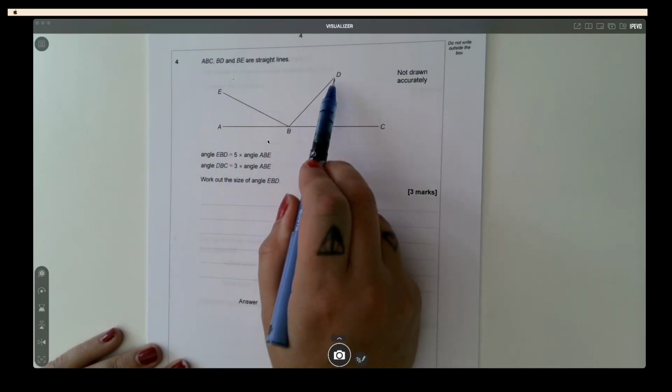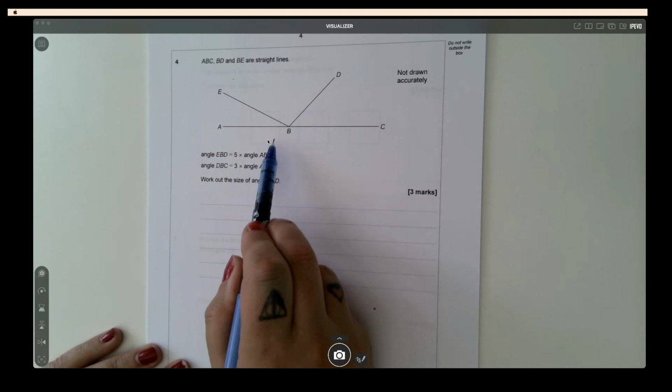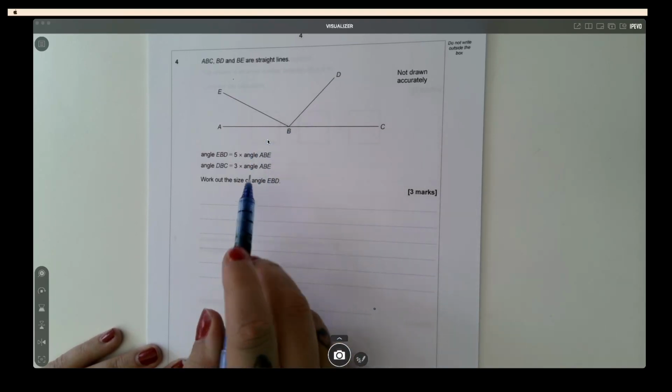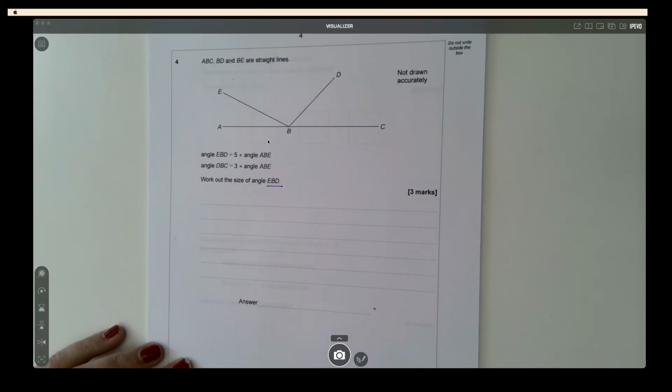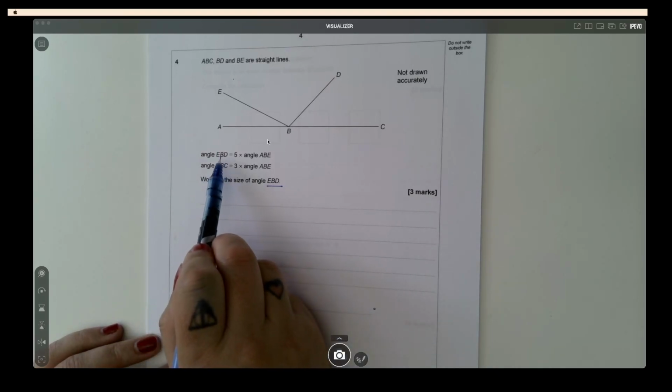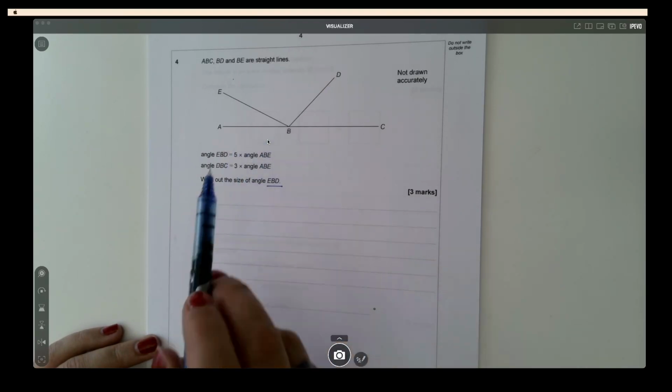Angle DBC, this angle here, is 3 times angle ABE. Work out the size of angle EBD. So we don't have any numbers here, but we do have relationships between the angles. And we've been given a relationship for both of these angles in relation to this angle here.